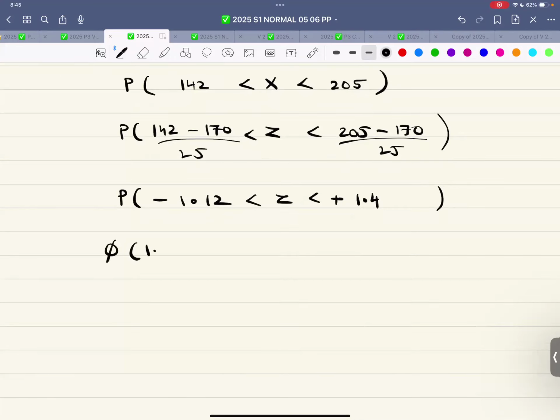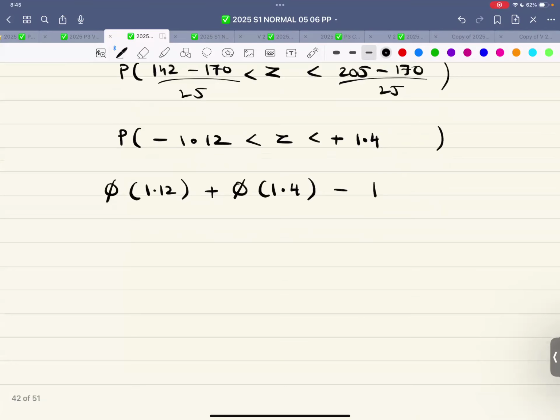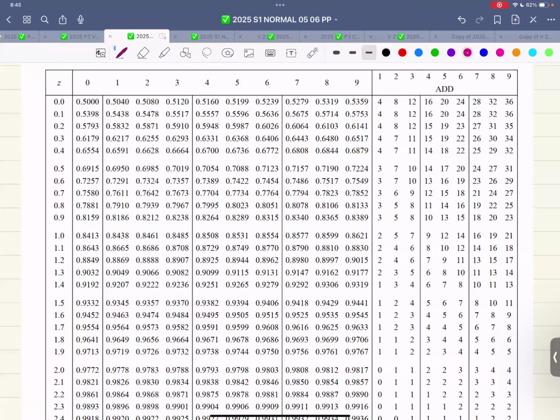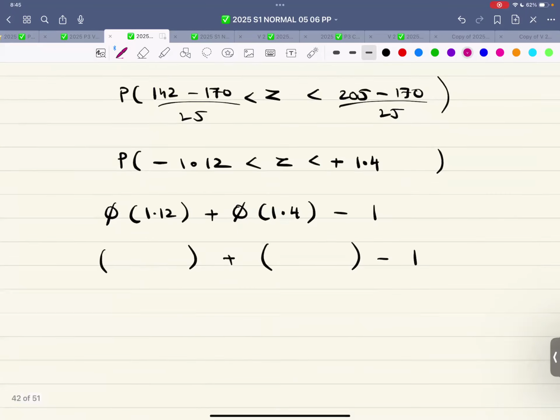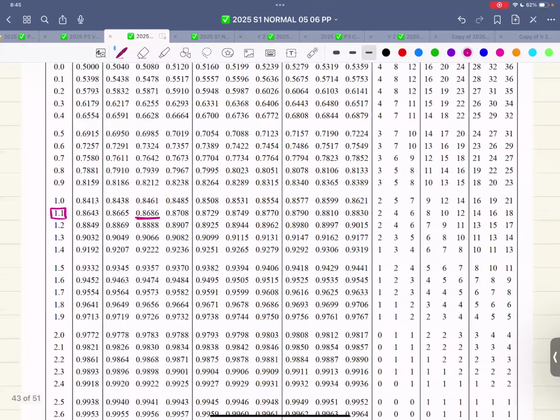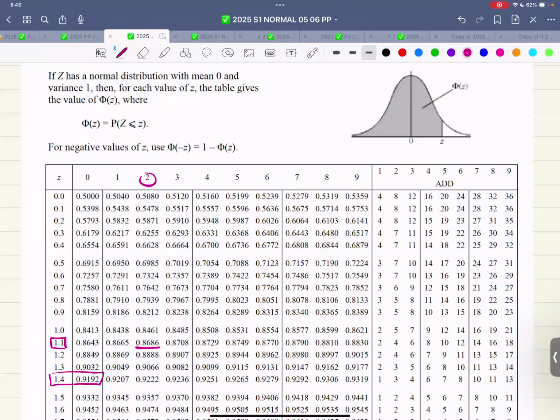Read the table for 1.12. Of course, you will discard the negative sign. Read the table for 1.4, add the probabilities, and subtract 1. So phi of 1.12 plus phi of 1.4 minus 1. For 1.12, I go to 1.1 and then a 2. That is 0.8686. For 1.4, it is just this value, 0.9192.